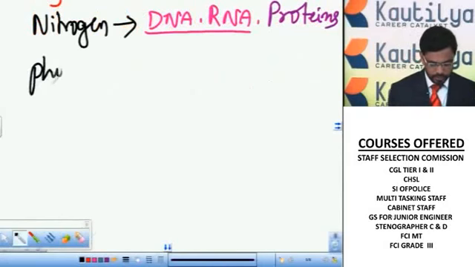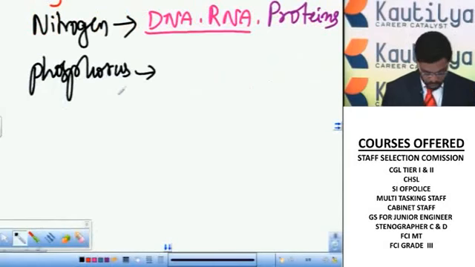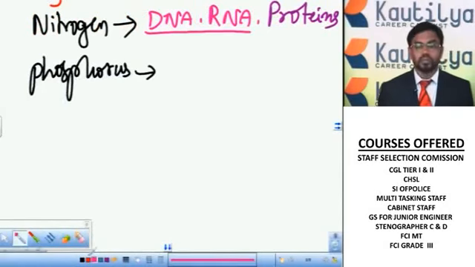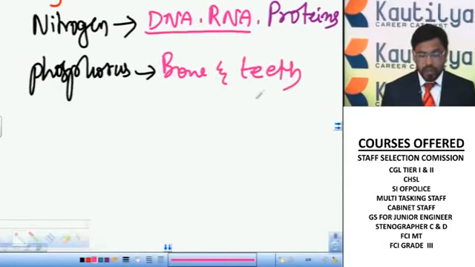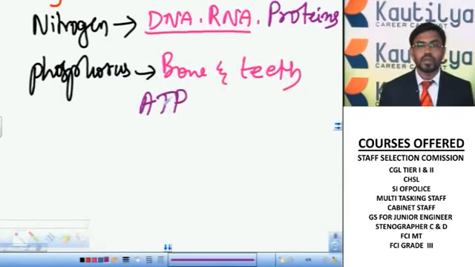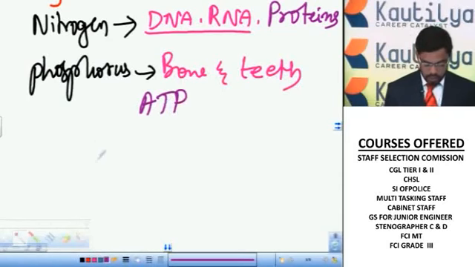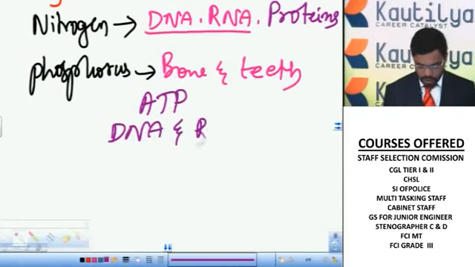Phosphorus. It is useful for bone and teeth formation. It is a component of energy currency, that is ATP. This phosphorus is also a component of nitrogen bases, that is it is also a component of DNA and RNA.